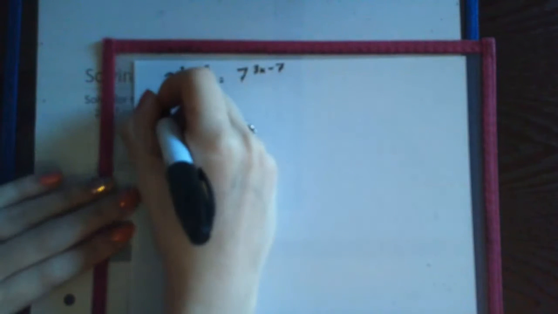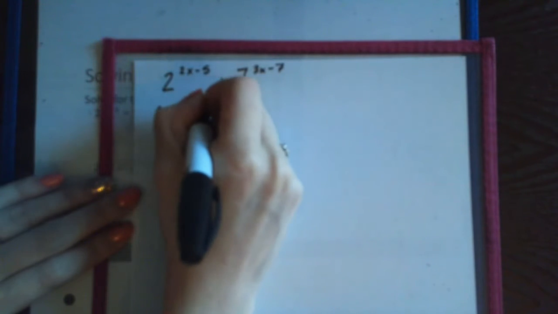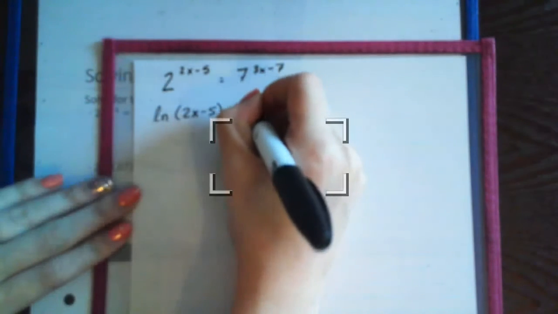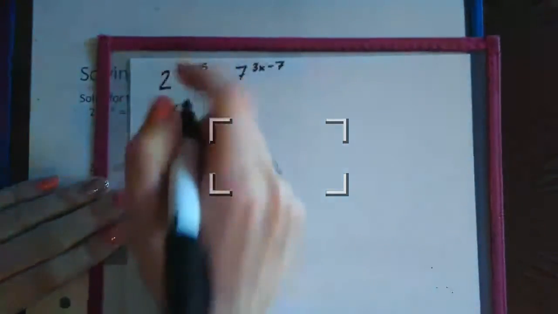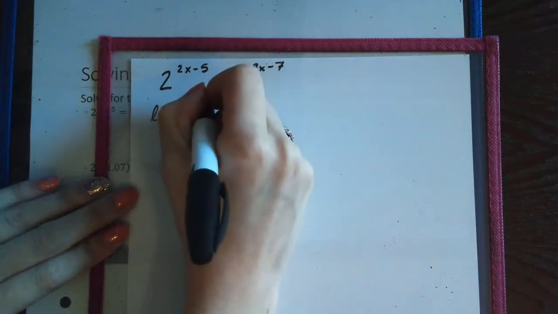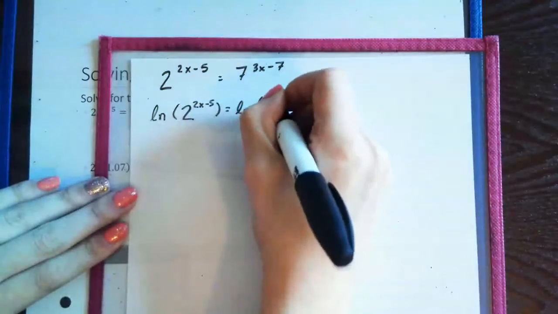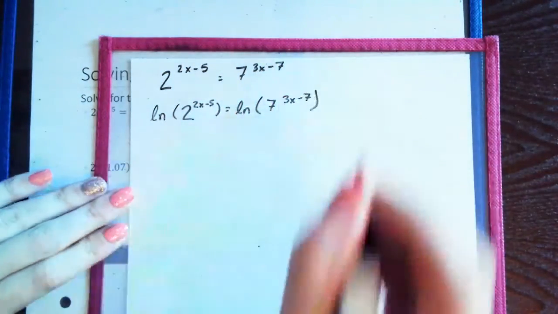So you may remember from the previous section that our first step in solving exponential equations was to get the exponential by itself if we could. Now in this case we can't because we have an exponential on both sides, so we can't really help that. But our next step was to take the log of both sides. I'll do the natural log just for funsies. So the natural log of 2 raised to the power of 2x minus 5 is equal to the natural log of 7 raised to the 3x minus 7.